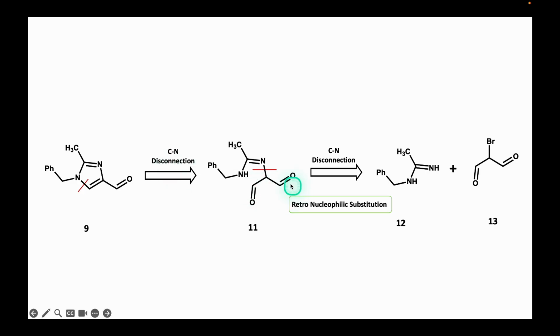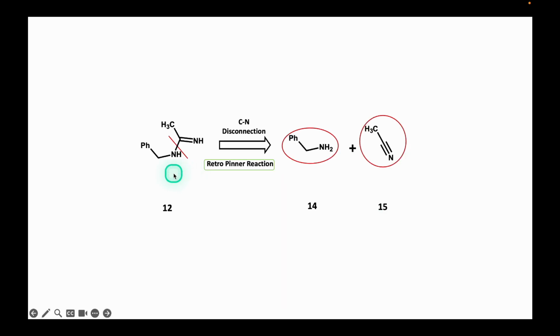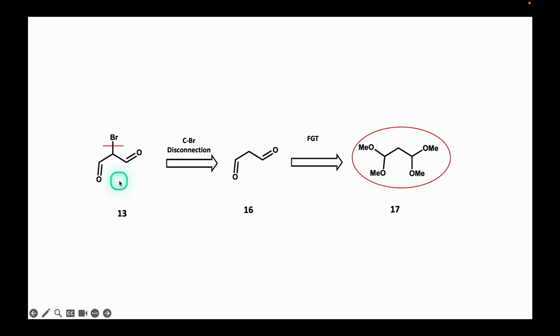A carbon-nitrogen disconnection of 11, considering a nucleophilic substitution, gives rise to the amidine 12 and bromomalonaldehyde 13. Amidine 12 can be generated by the Pinner-type addition of benzylamine 14 to acetonitrile 15, which arise as raw materials. Bromomalonaldehyde 13 can be generated by bromination of malonaldehyde 16, which in turn can be obtained from diketal 17, which arises as a raw material.